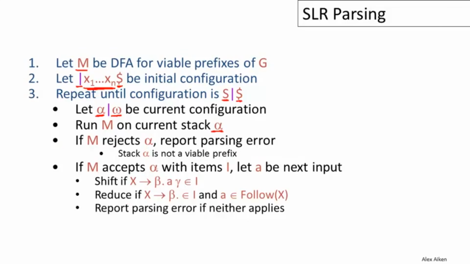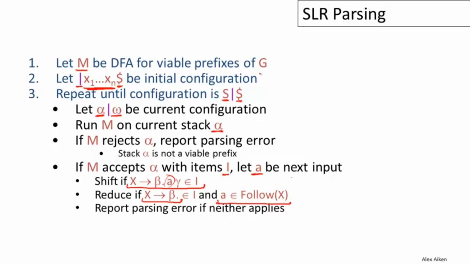Now, if M accepts alpha, and it ends in a state with items I, then we're going to look at the next input, call that a, and what are we going to do? Well, we're going to shift if there is an item in I that says it would be okay to see the terminal a next. That's just our shift move. And then we're going to reduce if there's a reduction item in the set of valid items, and the next input can follow the non-terminal on the left-hand side. So these are just the two rules that we discussed before. And then we'll report a parsing error if neither of these applies.